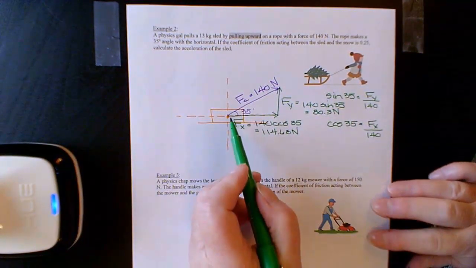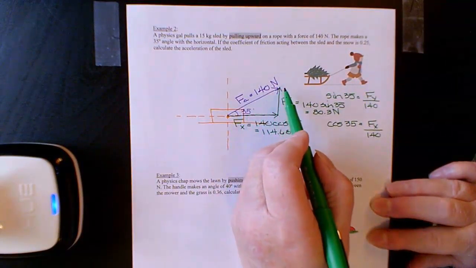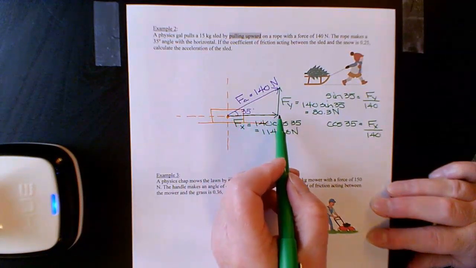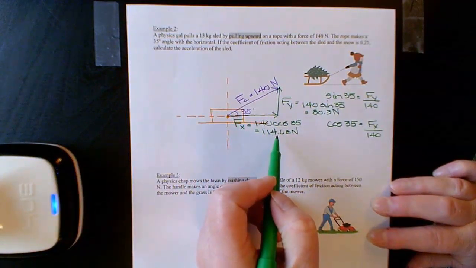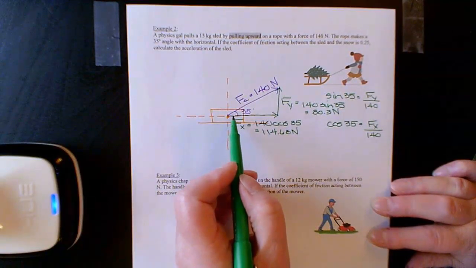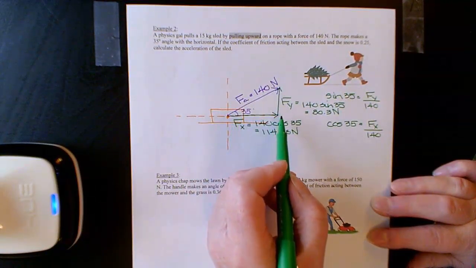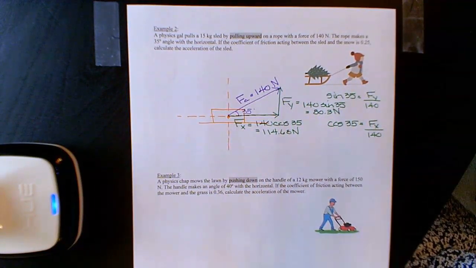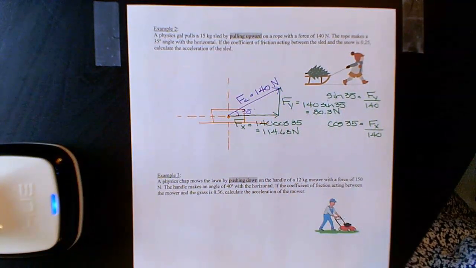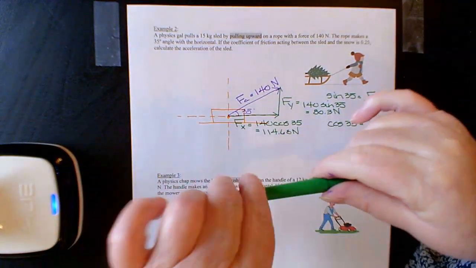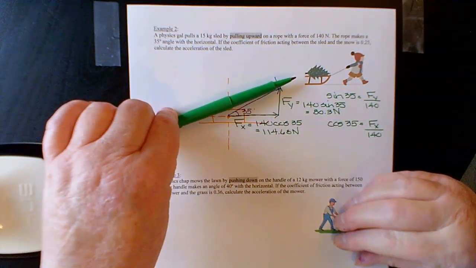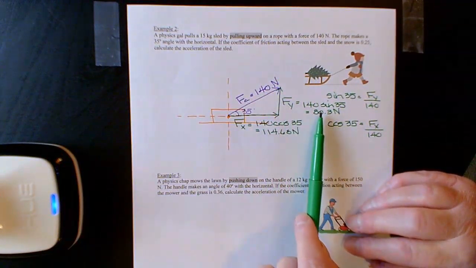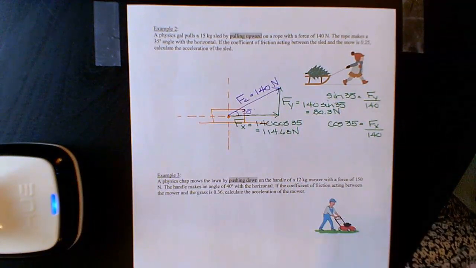So when I pull something at an upward angle, part of my pulling propels the sled in the x direction, 114.68 newtons. But I also am creating an upward force of 80.3 newtons at the same time. Now, I'm not saying that the corner of the sled is being lifted off the ground, but I am saying that there is an upward force acting on the sled.